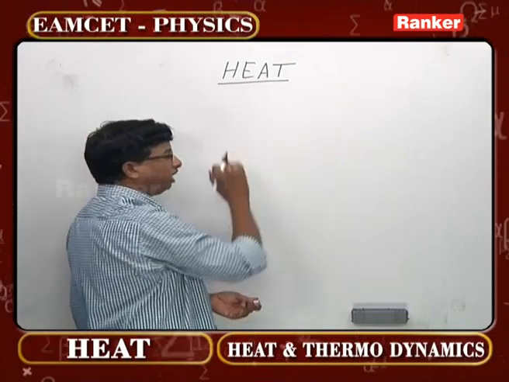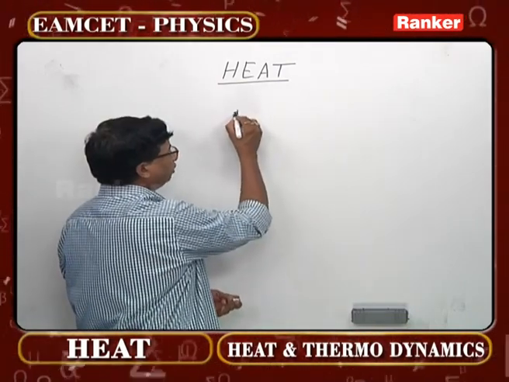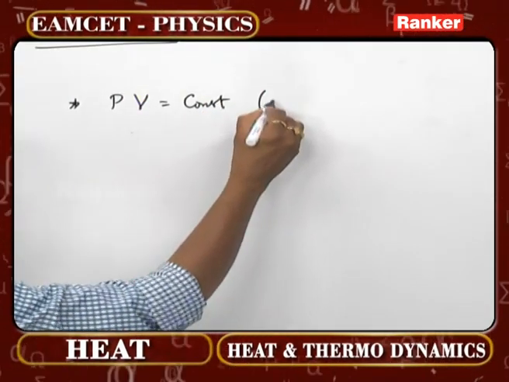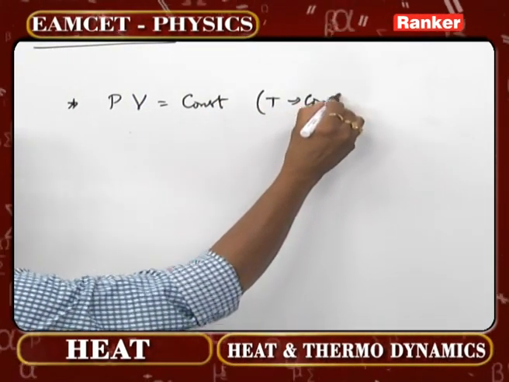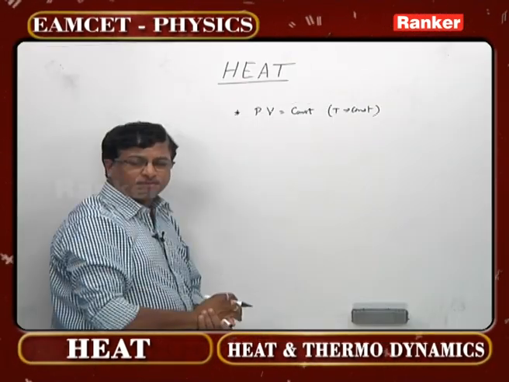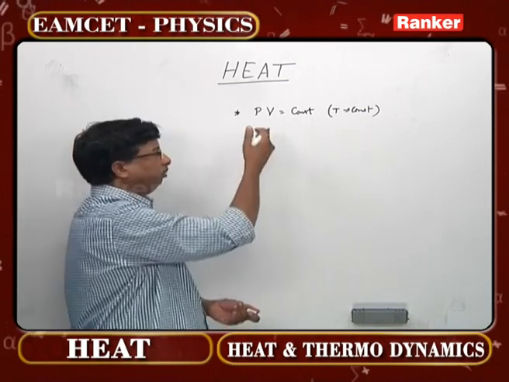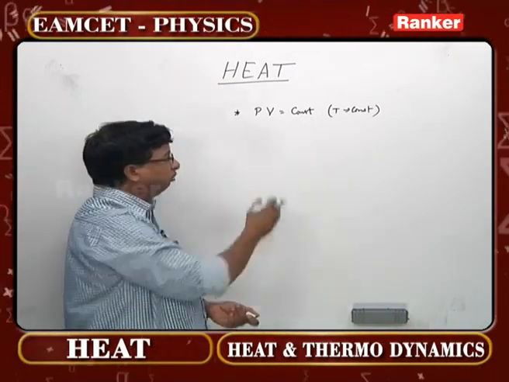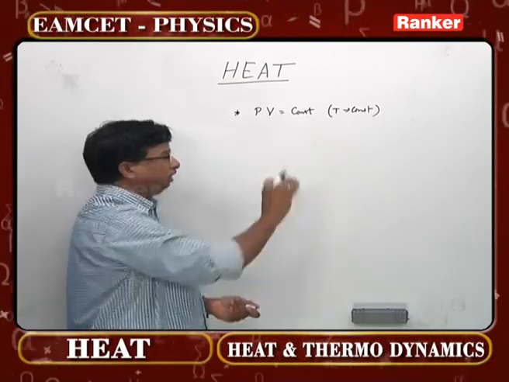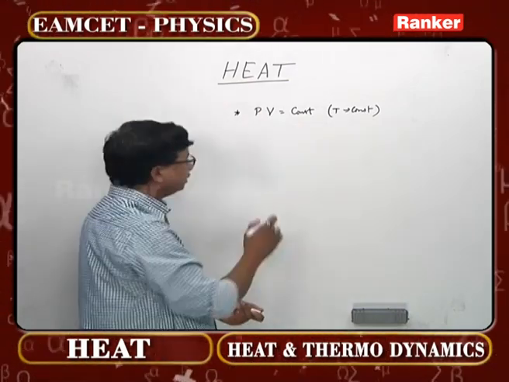If you take up expansion of gases, the very first equation we need to know is PV is equal to constant at constant temperature, which is called Boyle's law. Its applications, of course, can be taken: P1 V1 is equal to P2 V2, P1 by P2 is equal to V2 by V1, P1 by rho 1 is equal to P2 by rho 2 in terms of their densities. These are the other versions of this.